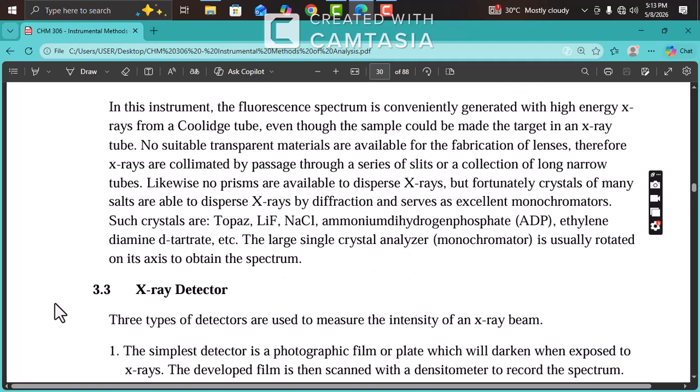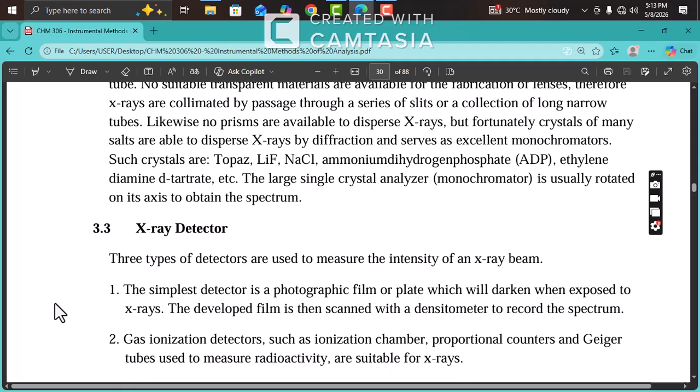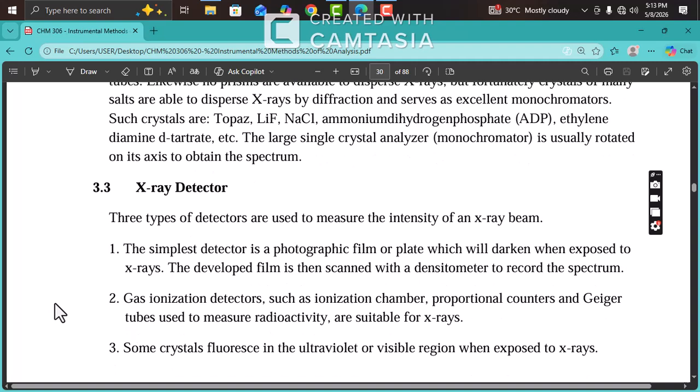Next, we look at the types of detectors that are used. Okay, types of X-ray detectors that are commonly used, and the simplest one, the first one, is a photographic film or plate. The second one, gas ionization detectors like ionization chamber, proportional counters, and the Geiger tubes.